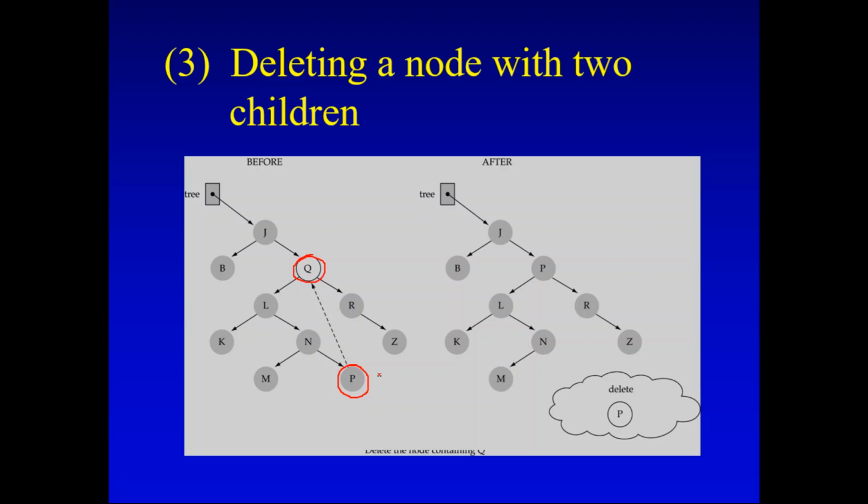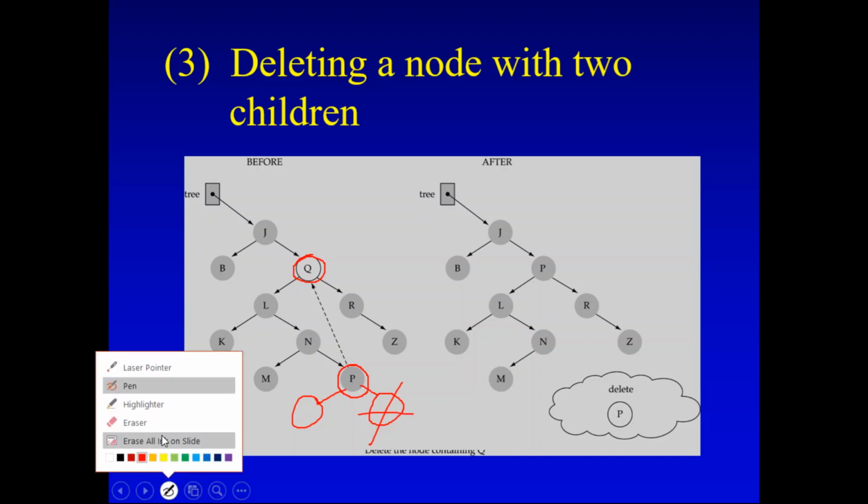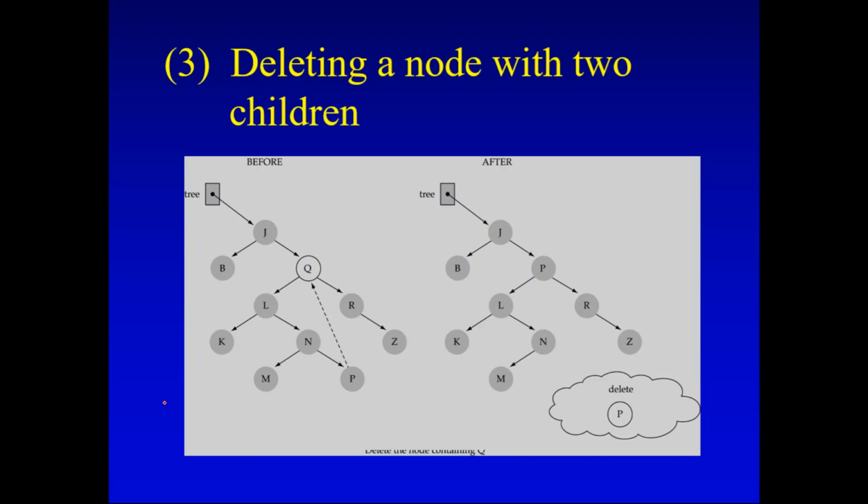Suppose if there is another child here, then that will become the next predecessor. So that cannot happen, right? It may have a child here, but it cannot have a child here. So in no case will it have two children, right? Fine. So this is about deletion.